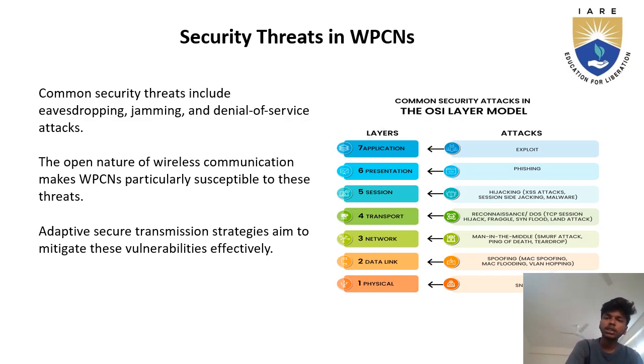Common security attacks in the OSI layer model. Here we have attacks like exploits, hijacking, DoS, man in the middle, spoofing, etc. These are the security threats in wireless powered communication networks.